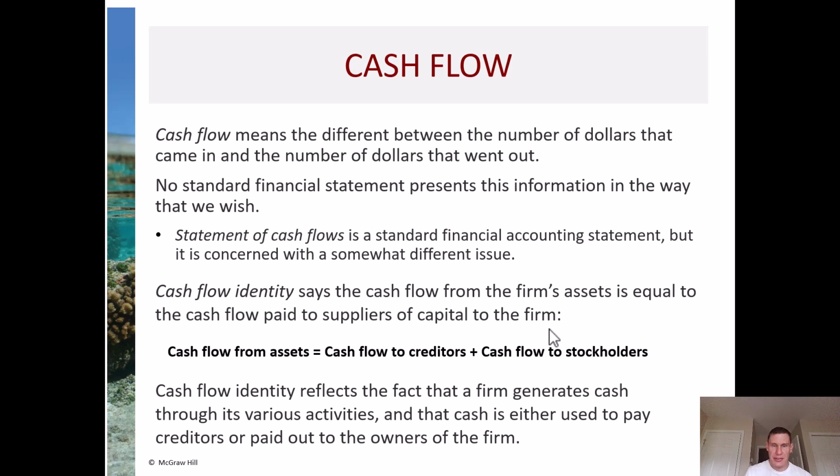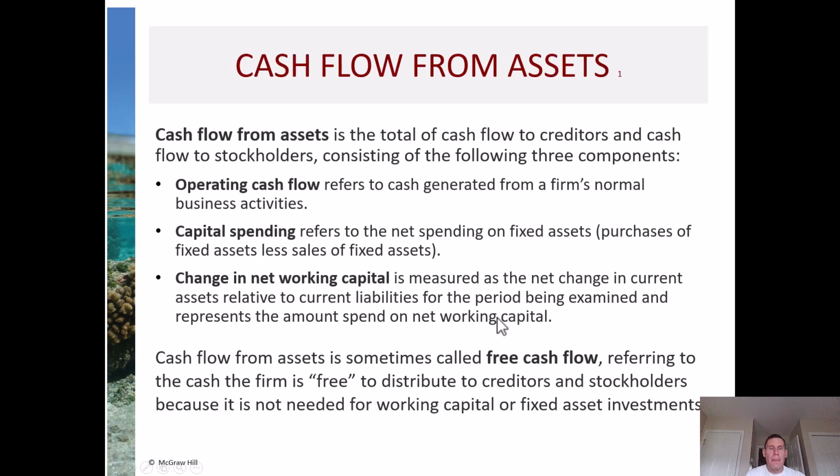The cash flow identity says the cash flow from the firm's assets is equal to the cash flow paid to suppliers of capital to the firm. Cash flow from the assets equals cash flow to creditors plus cash flow to stockholders. Cash flow identity reflects the fact that a firm generates cash through its various activities, and that cash is either used to pay creditors or paid out to the owners of the firm.